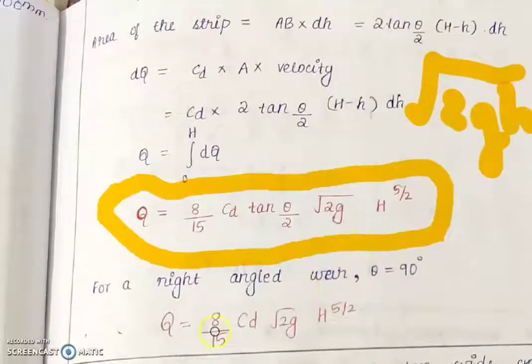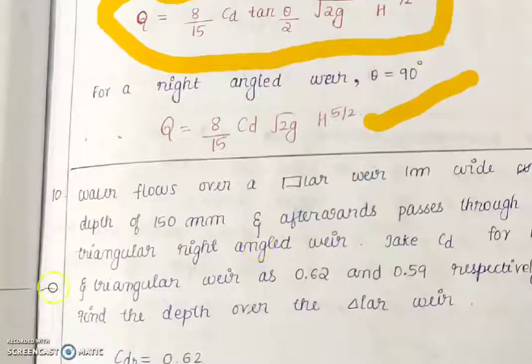So I am writing a special case here. Suppose the theta angle is 90 degrees, then tan 45 is 1. So it will be Q is equal to 8 by 15 CD root of 2g H raised to 5 by 2. So this is the equation for this particular special case. Okay, so now we'll see one example here.